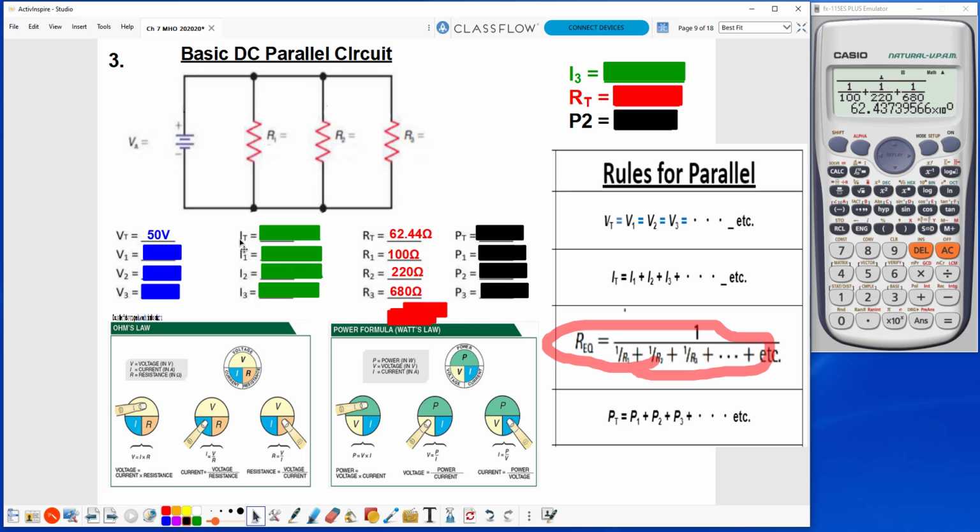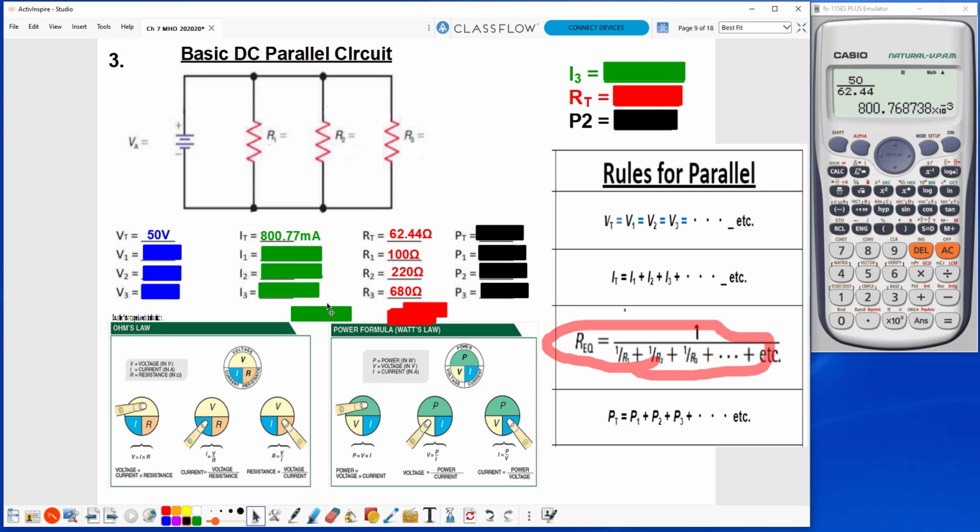Okay, my next step is to calculate IT. I look at Ohm's Law here. If I cover up the I, I can see that it is V divided by R. So here's my V of 50 volts over my R of 62.44. It equals, hit engineering, so it looks like I've got about 800.77 milliamps of current. So I can go ahead and fill that blank in.